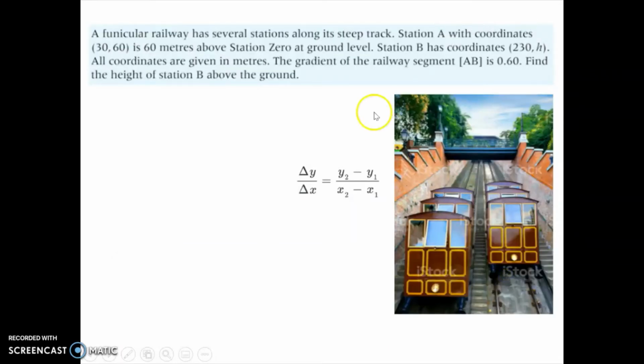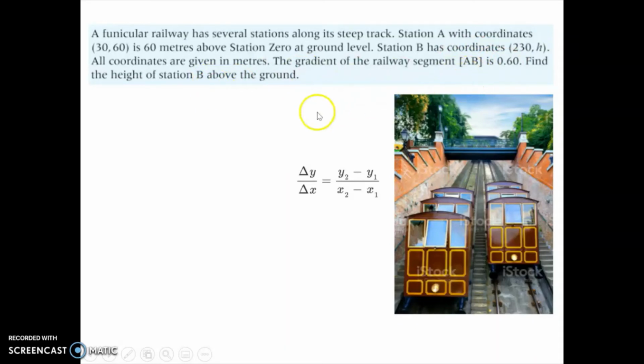Let's do some more. Here is a funicular railway. Maybe you've ridden one of these, perhaps in Kaunas or perhaps somewhere else in the world. These are always fun. A great way to get up hills in cities with steep hills. So a funicular railway has several stations along its steep track. Station A has coordinates (30, 60) and is 60 meters above station 0, which is at ground level. Station B has coordinates (230, h) and an unknown h value. All the coordinates are in meters. If the gradient of segment AB is 0.6, find the height of station B above the ground.